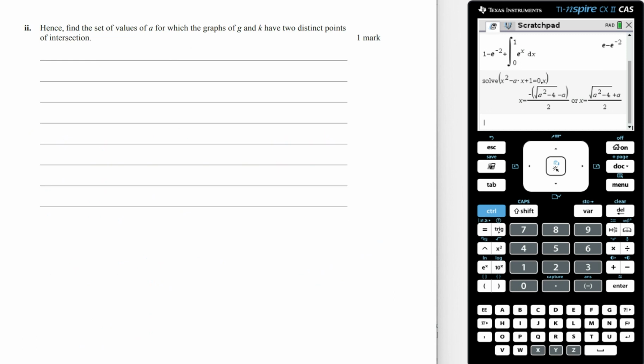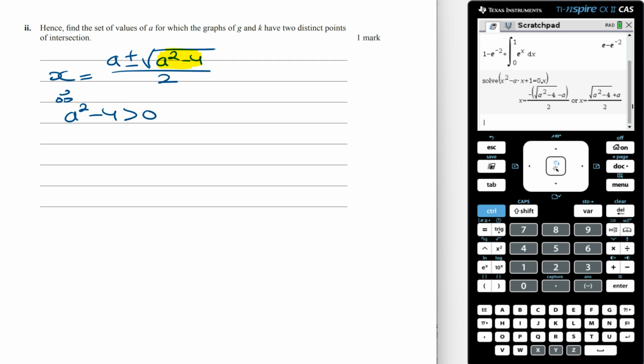Part B. Hence find the set of values of a for which the graphs of g and k have two distinct points of intersection. We just worked out the x-coordinates of the points of intersection, x equals a plus or minus the square root of a squared minus 4, over 2, and we got this by solving a quadratic equation. For two distinct solutions, the discriminant, which is the term underneath the square root sign, must be larger than 0. So a squared minus 4 has to be larger than 0.